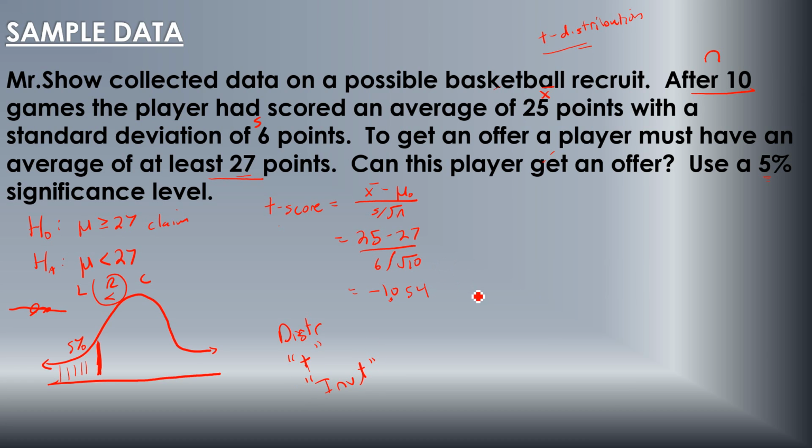And it's going to ask us questions similar to if it were a Z. It's going to ask us for an area. It is also going to ask us for a DF, or degrees of freedom. And other than that, it's going to work the same.